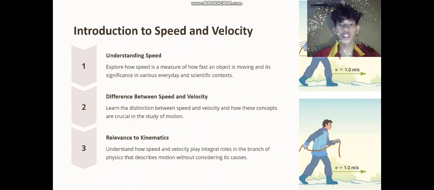Number 2. Difference between speed and velocity. Learn the distinction between speed and velocity and how these concepts are crucial in the study of motion. Number 3. Relevance to kinematics. Understand how speed and velocity play integral roles in the branch of physics that describes motion without considering its causes.